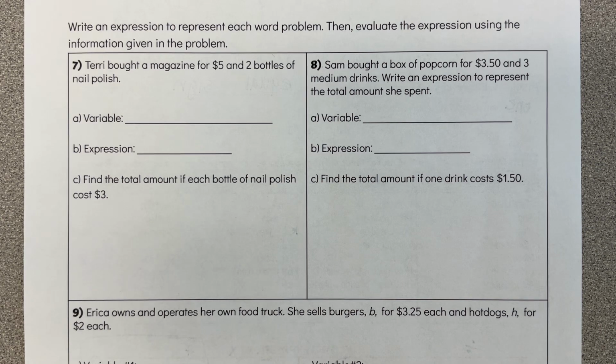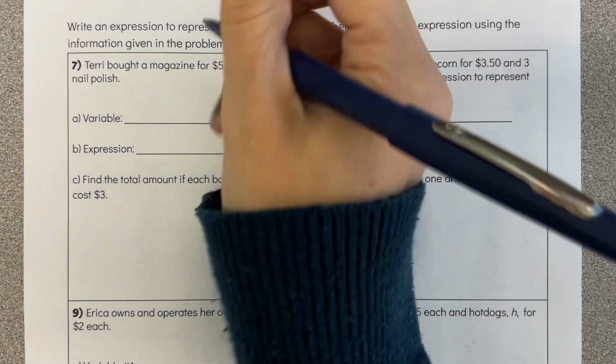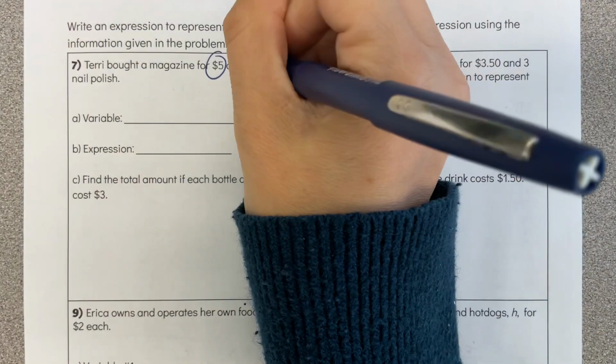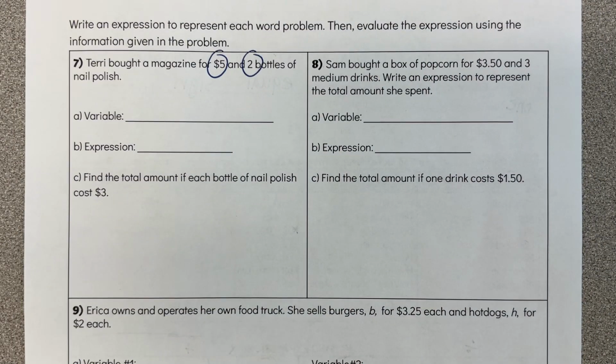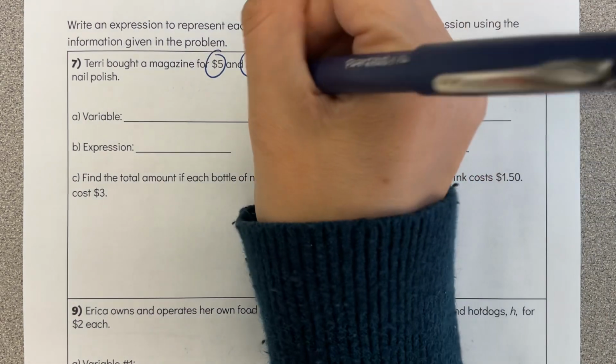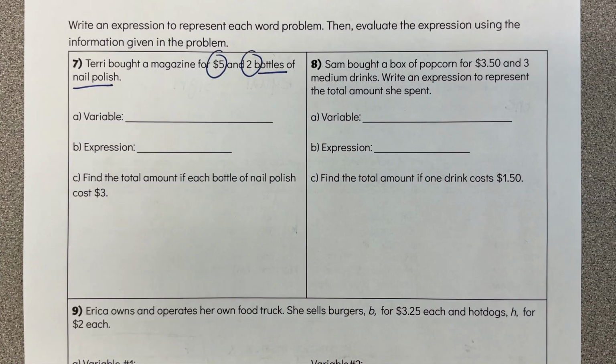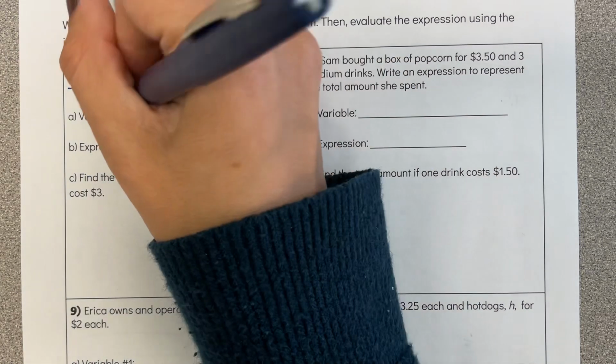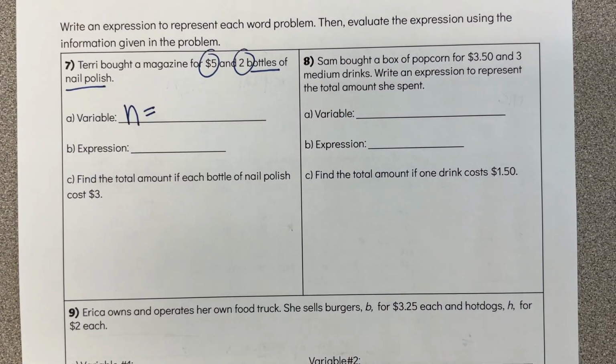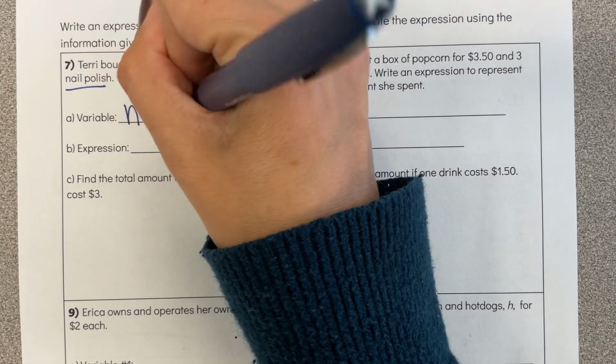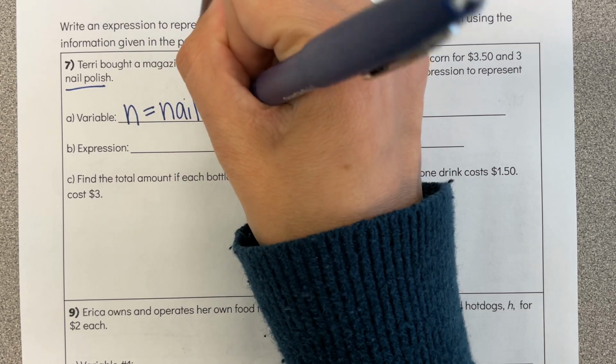All right, so now let's look at some where we're then going to give you some values to go back and plug in and evaluate. So number 7, Terry bought a magazine for $5 and 2 bottles of nail polish. So similar to the one that we just did. We have that singular magazine for $5 and then 2 bottles of nail polish. In this case, we don't know how much those nail polish bottles cost. So I'm going to have that be my variable. N equals nail polish cost.